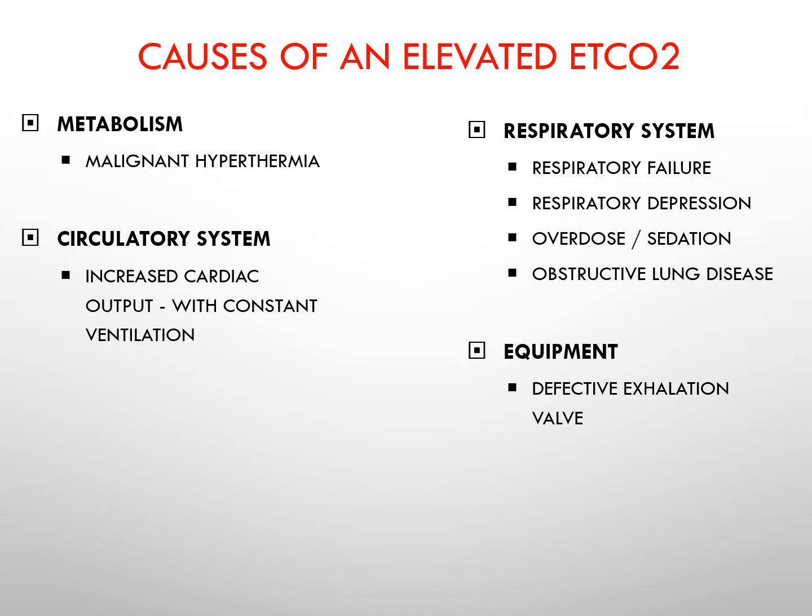On the circulatory side of the equation, you have increased cardiac output with a constant ventilation. The heart accounts for in the range of about 25% of the oxygen uptake and about 25% of the carbon dioxide production. So you have an increase in cardiac activity, ventilation has not increased proportionally, and you can have more CO2 buildup relative to the body's ability to get rid of it.